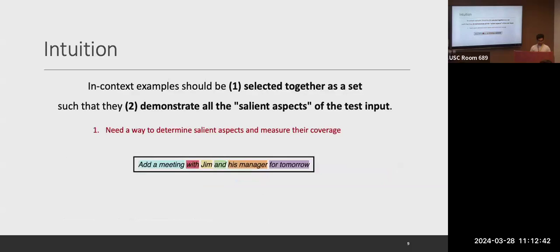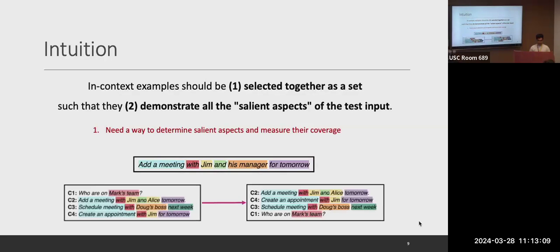So based on this intuition, the way to operationalize it requires, first, a way to determine these salient aspects. Note that we're not given what a salient aspect is. This was just an example of a task and a test input, but for different tasks, the salient aspects might be completely different things, something very abstract even. And we also want to measure the coverage of these salient aspects, such that if we were given the 4 instances on the left, we would get the ranking on the right.